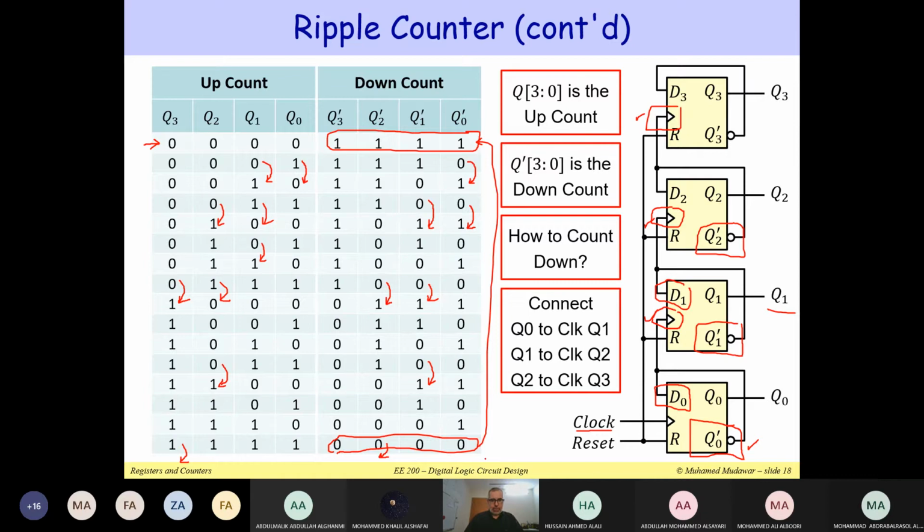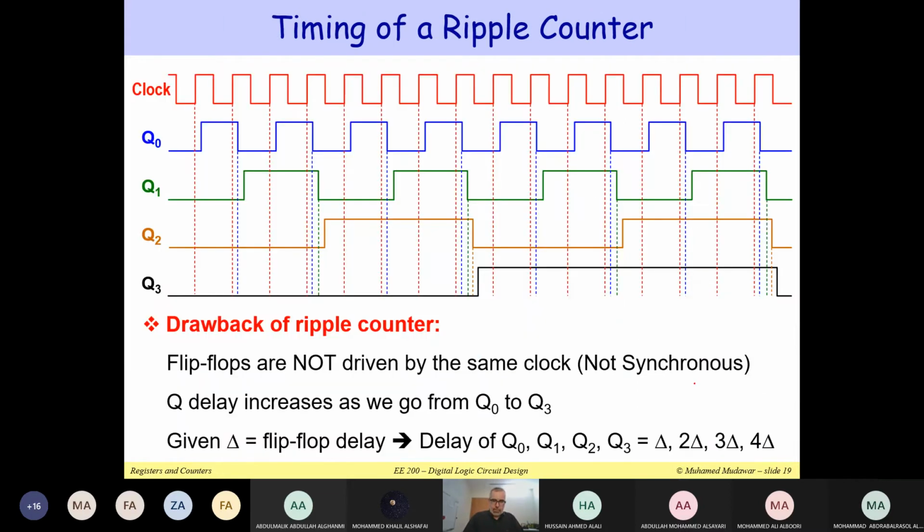So notice that here, all of them will jump to 1, 1, 1, 1 at the same time, because basically you are connecting the Q0 prime back to the 0. So this is going to toggle, this is going to toggle. You are toggling all of them, and all of them will become ones at the same time. Right. So this is the ripple counter. The timing of the ripple counter is a problem.